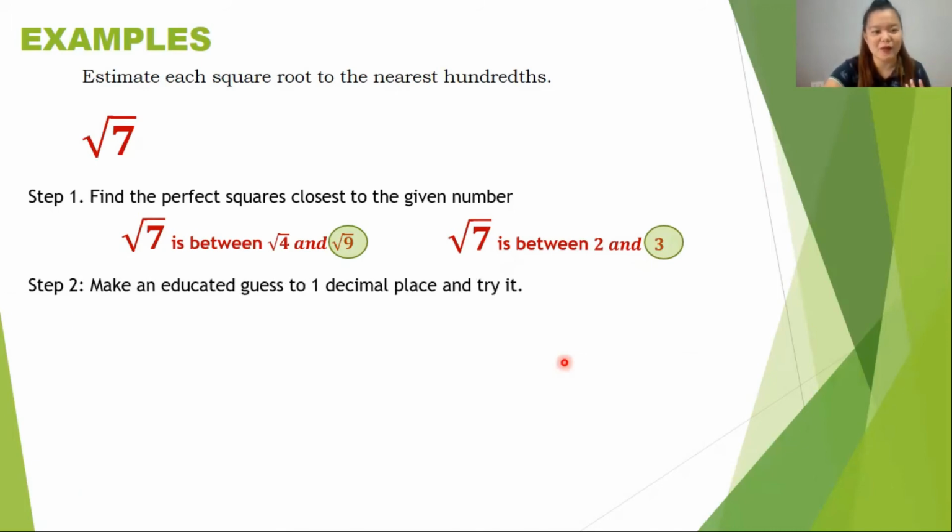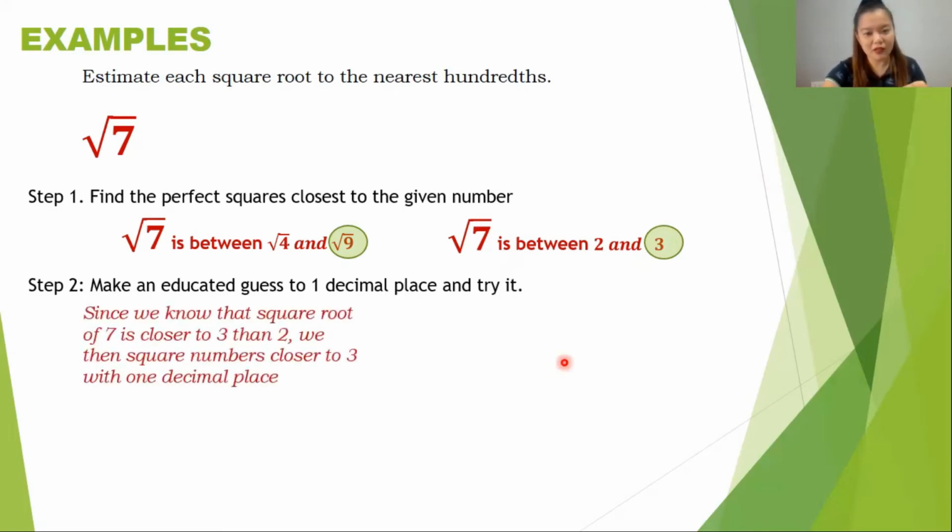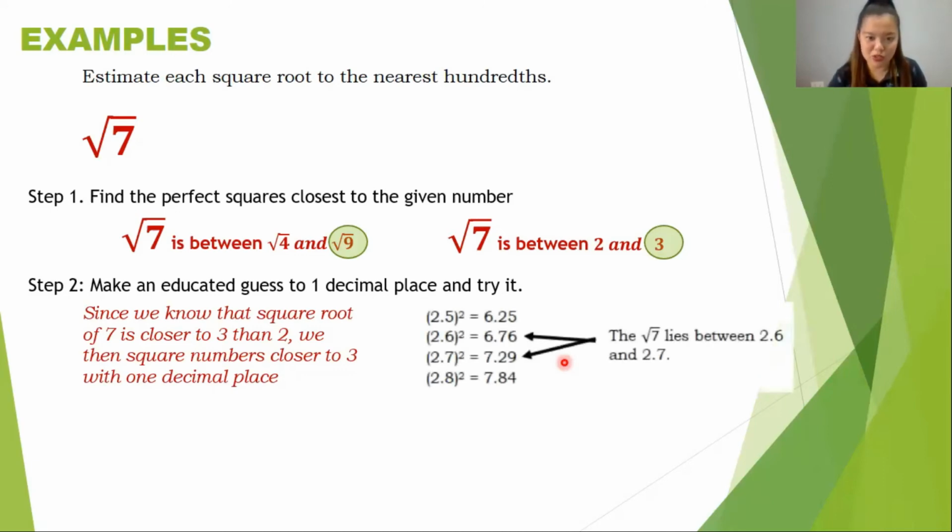Tignan natin ngayon si step 2. Make an educated guess to 1 decimal place and try it. Tignan natin yung 2.5 or 2.6, 2.7 squared, ganon. Since we know that the square root of 7 is closer to 3 than 2, we then square numbers closer to 3 with 1 decimal place. Ito yung sinasabi ko. 2.5, 2.6, 2.7, 2.8. Pag in-square mo siya, you can find the answers in here.